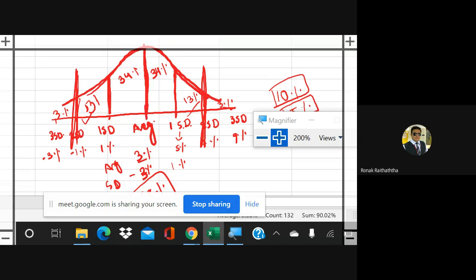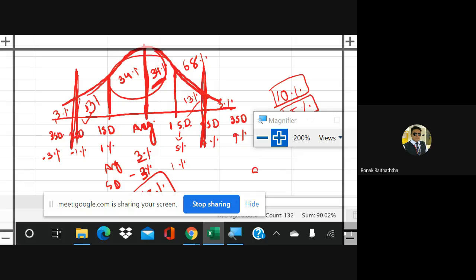This is the average. Around 34% of the probability is that your return would be one standard deviation above or below your average. So in total, there would be 34 plus 34. So that comes at 68% probability that your return will be falling within one standard deviation of the average.